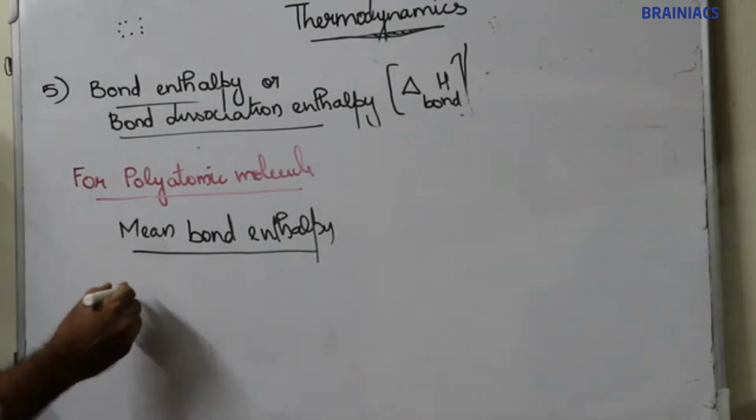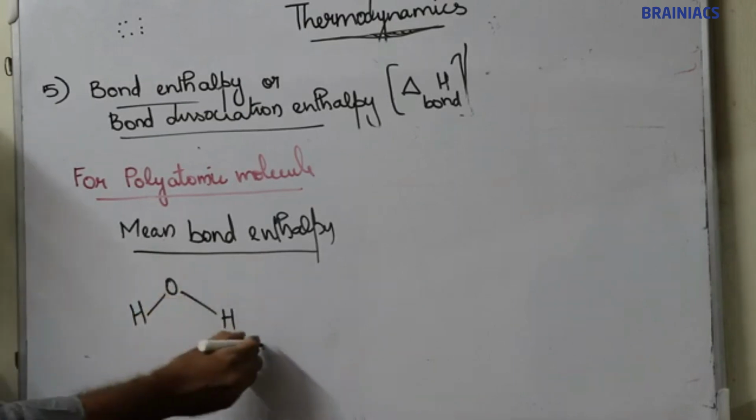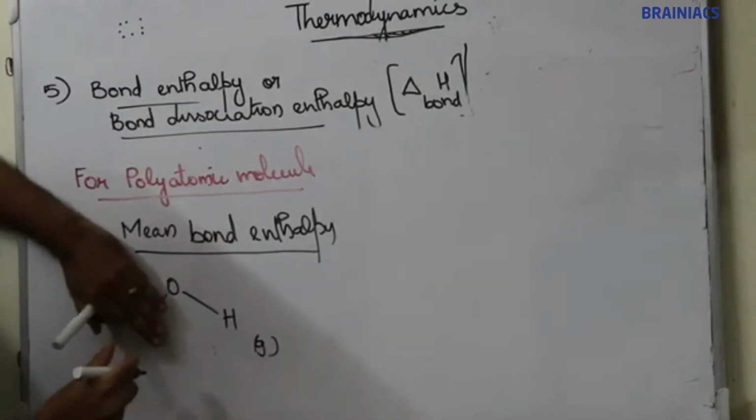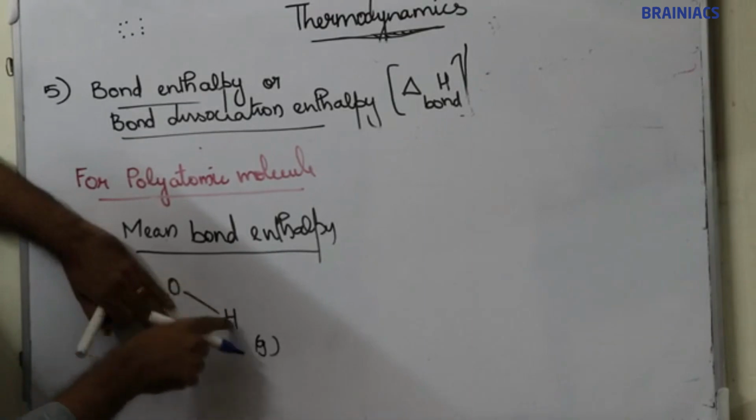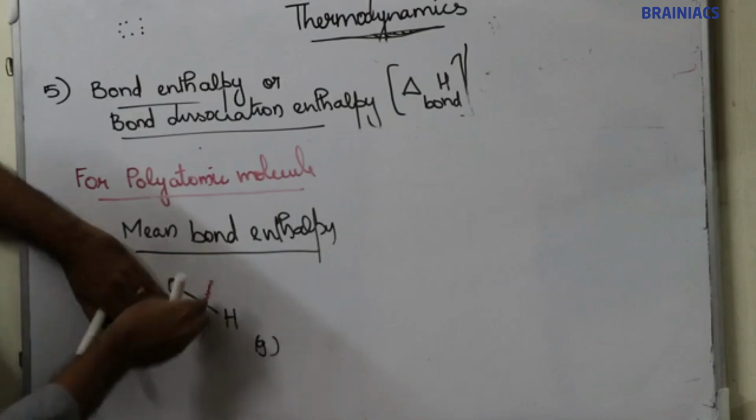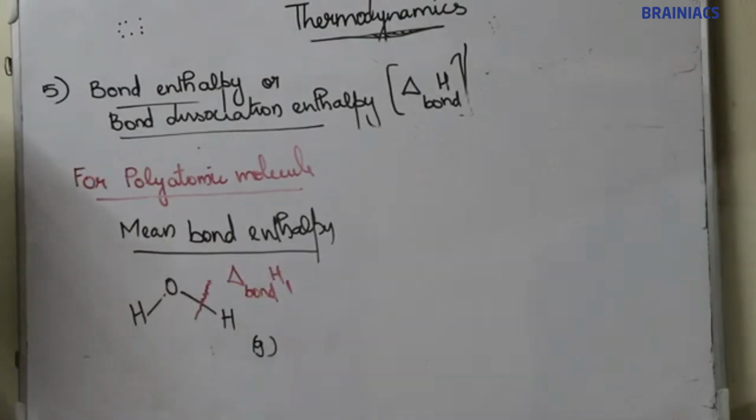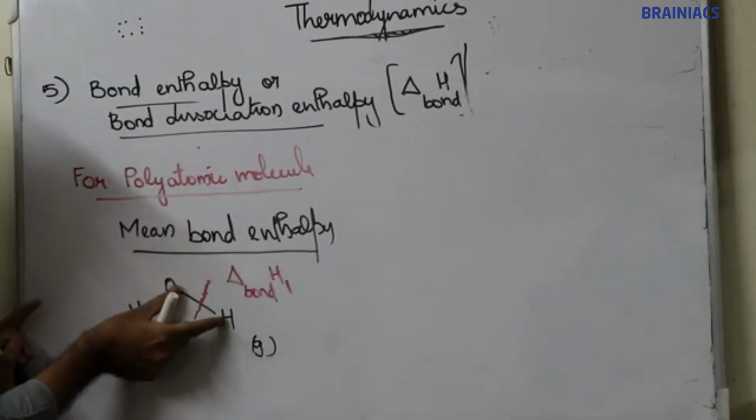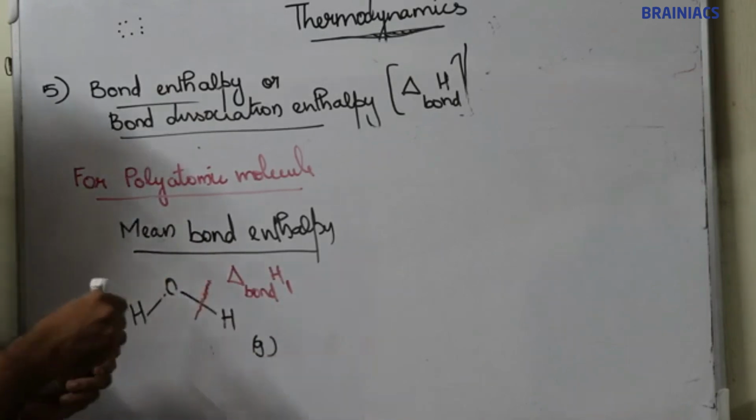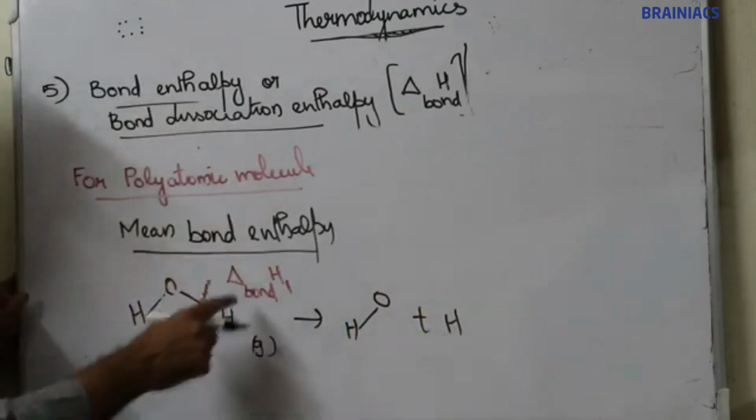We can consider a polyatomic molecule. Let's consider a water molecule, water vapor, H2O. Now, just neglect this hydrogen first. First, we have to observe these two atoms, oxygen and hydrogen. The energy required to break the bond between these two atoms, let it be bond enthalpy 1. This is the OH bond, and the energy required to break it, let it be delta bond H1. After breaking this bond, we will get OH plus H, with delta bond H1.